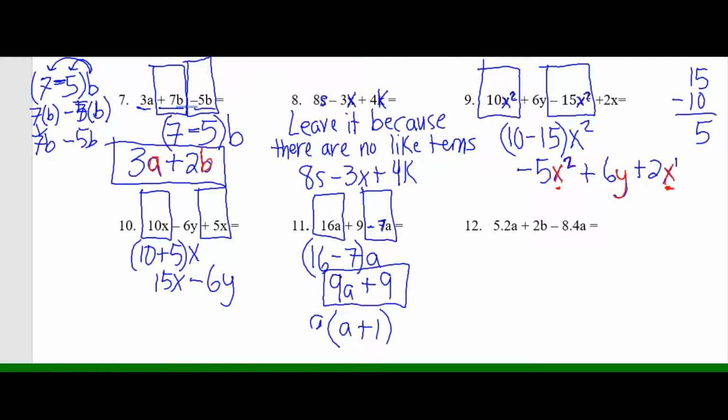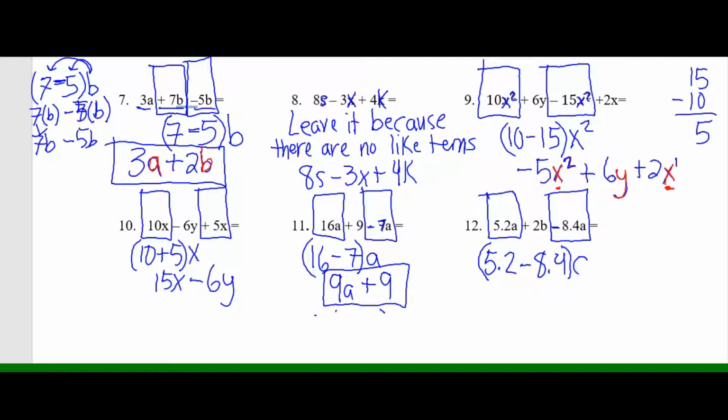All right, so the next one, we want to combine our like terms. Our like terms here are 5 2/10 times a minus 8 4/10 times a. So I'm going to factor out the a. I'm going to keep my minus 8 4/10, put that in parentheses and factor out the a. On the side, I know that 5 2/10 is smaller than 8 4/10, so I know my answer is going to be a negative number. So over here, I'm going to find the difference between the absolute values of the numbers.